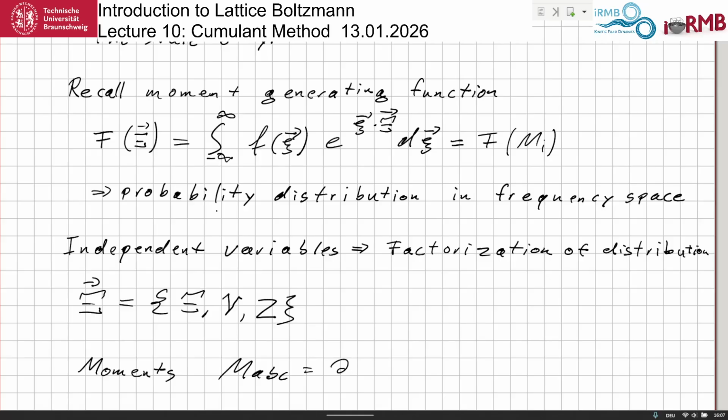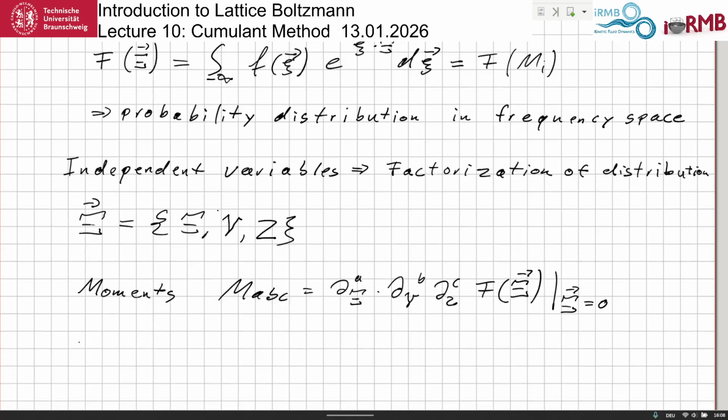And actually the values of the derivatives, these are the moments. So we've already seen this here. We take the a-th derivative in the xi direction, then the b-th derivative in epsilon, and the c-th in theta of f of xi. And then we need a development point, and we define the development point at frequency 0. So this is exactly what we do in a Taylor series.